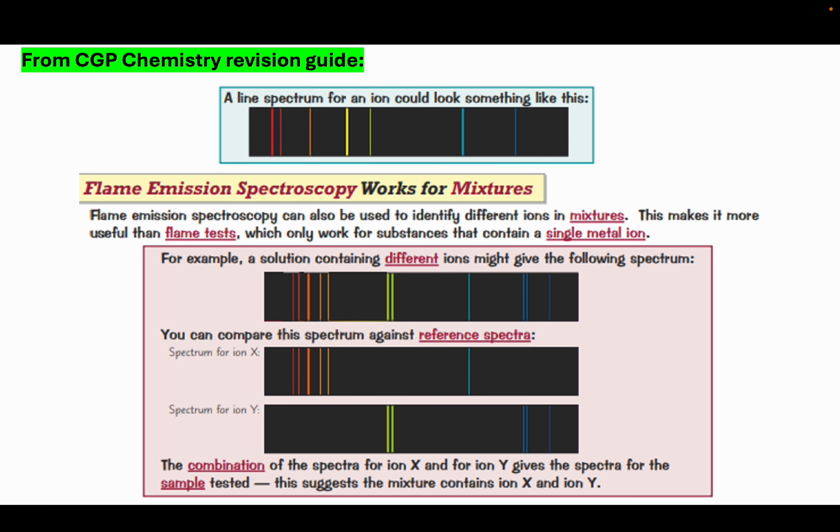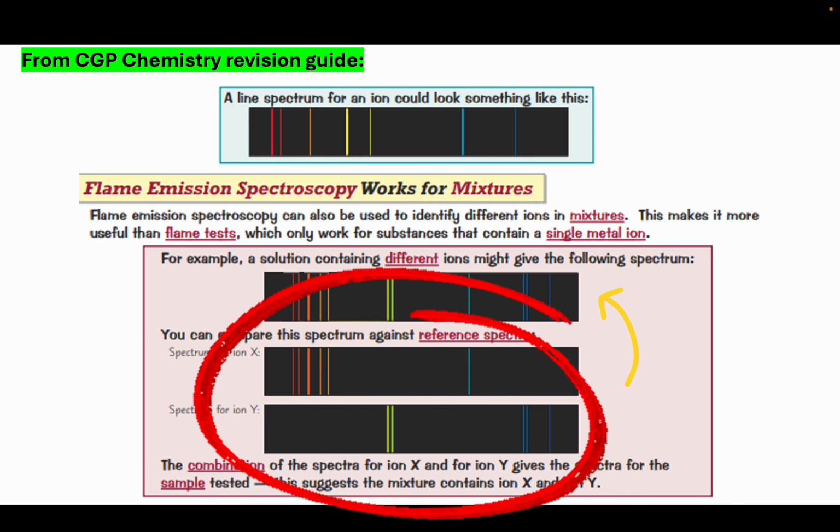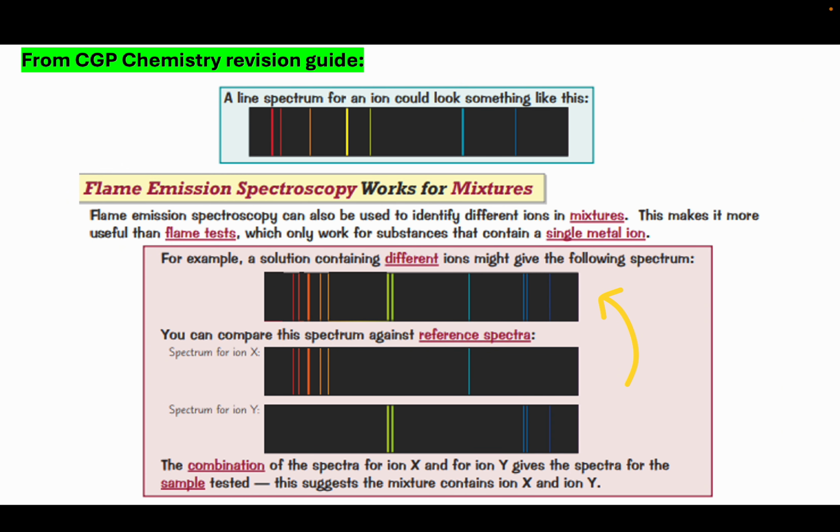So I've taken this from the CGP Chemistry Revision Guide because it's a really good image and it shows clearly what we're talking about. So let's say over here, this is what we mean firstly by a line spectrum, right? This one over here at the top. Flame emission spectroscopy. So for example, let's say we have a solution containing different ions, and this is the spectrum that you could be given in an exam. The combination of spectra for ion X and Y, both of them line up to give you the solution for different ions. So these last two at the bottom are proof that the first one contains both of them.